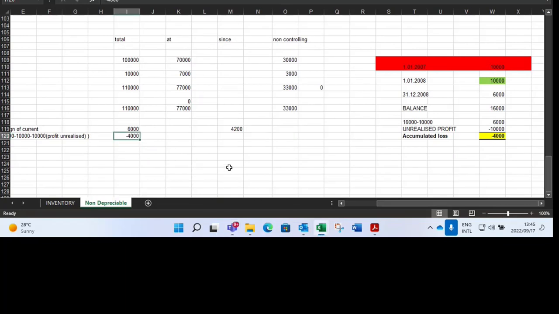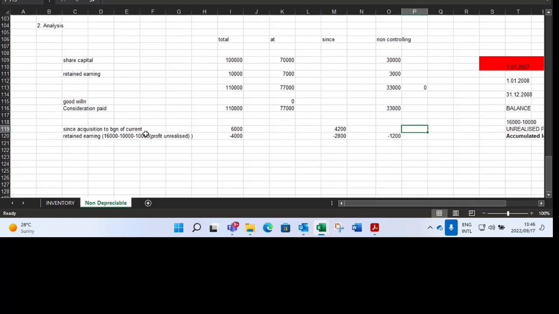So the loss of 4,000 at 70% is 2.8. And then the difference will be 1.2. So that was the retained earnings. Now we're gonna have the profit for the year.